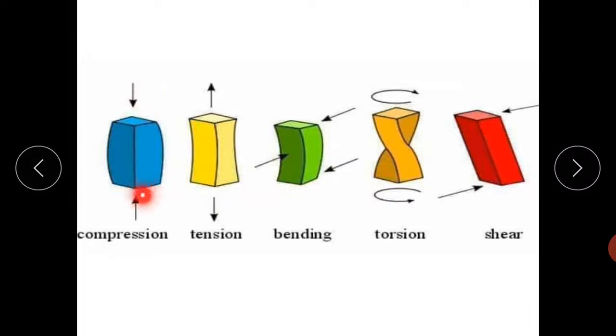If a member gets pushed, that action is known as compression. If a member gets pulled, that action is known as tension. If a member gets bent, then that action is known as bending or flexure. If member ends are twisted, that action is torsion. If some part of the member is moving in one direction and another part is moving in the opposite direction, that action is known as shear.